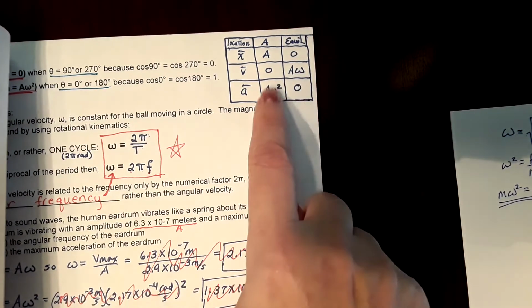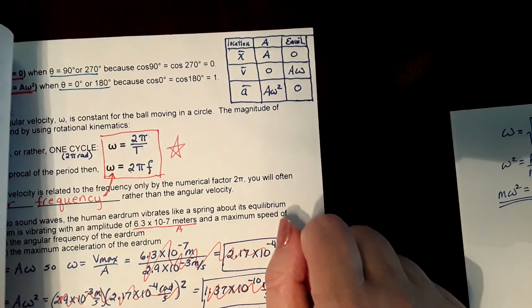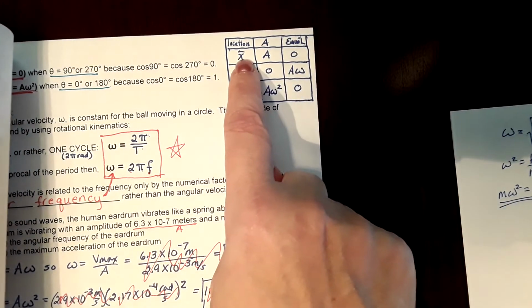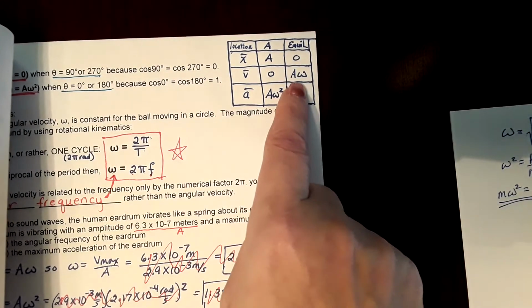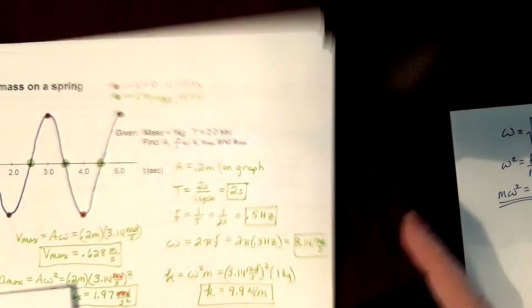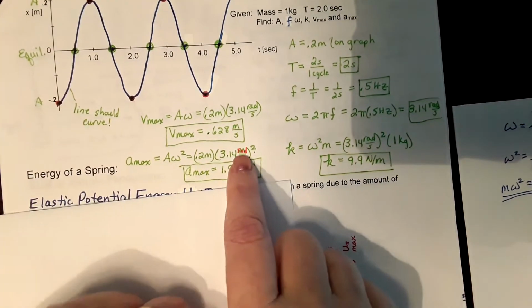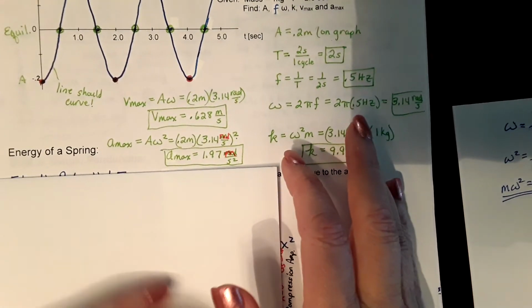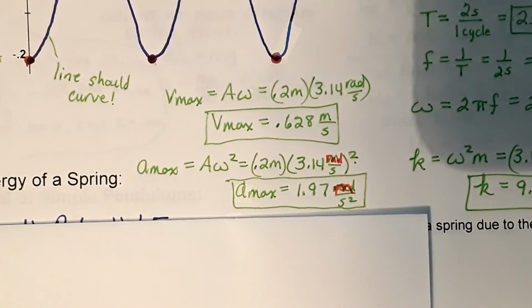So we can use these for the maximums. We just have to remember where they're located on the graph. Amplitude for position and acceleration. Equilibrium for velocity. Okay? So now, I made a boo-boo on the unit, so I tried to fix it there. There you go. Now you got it.